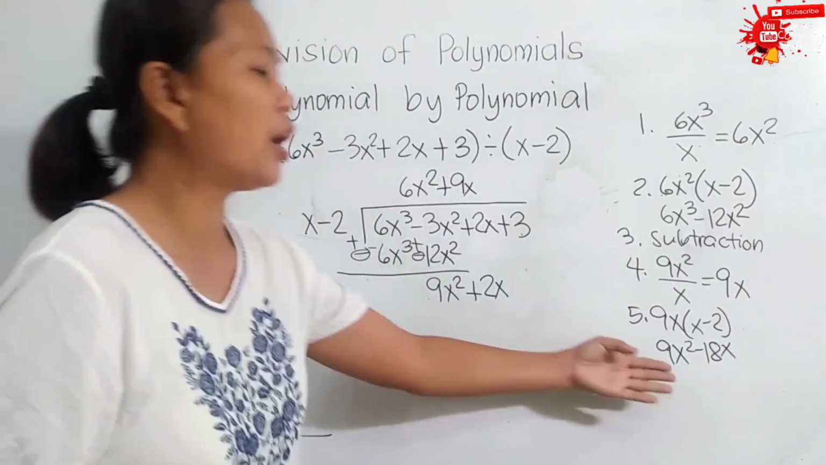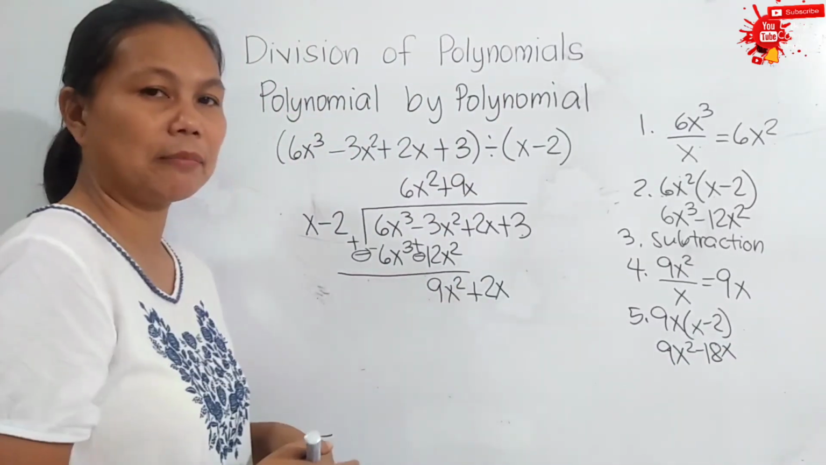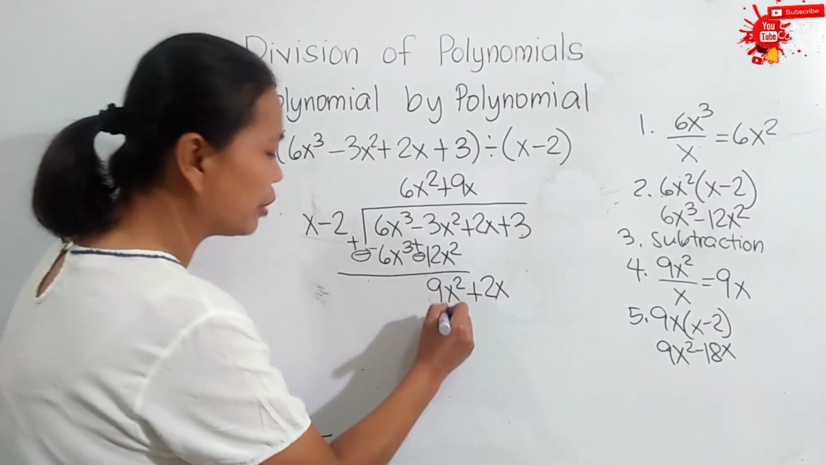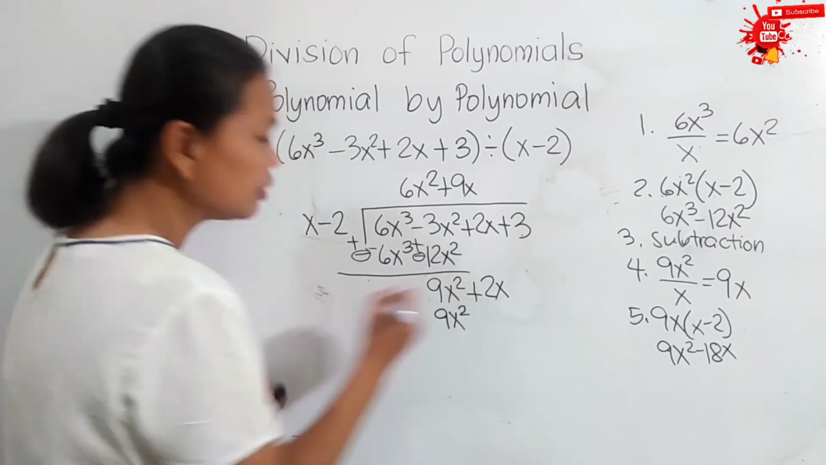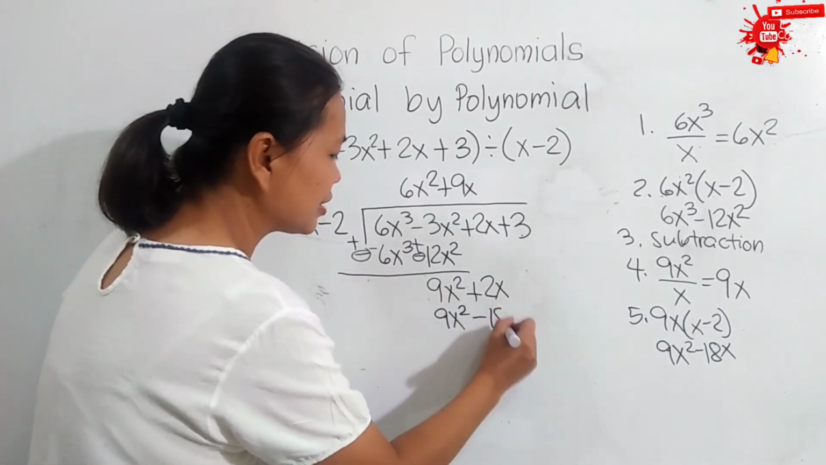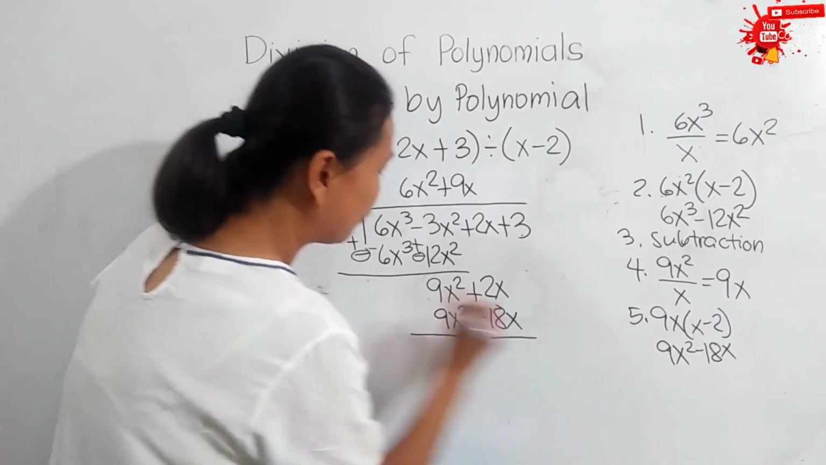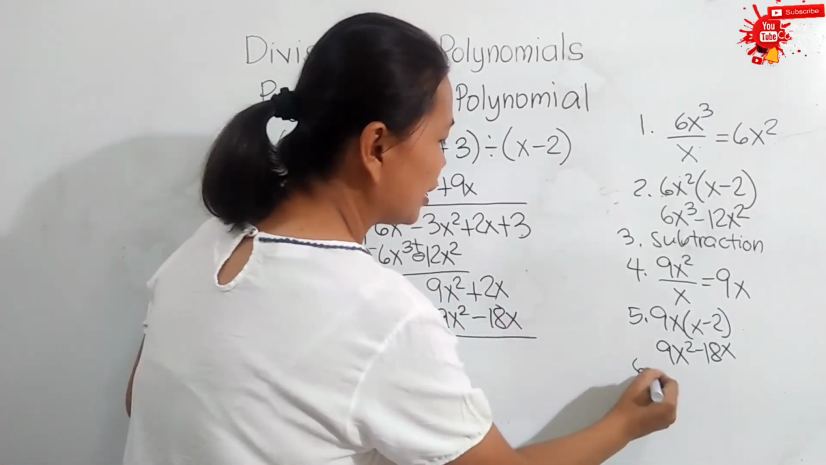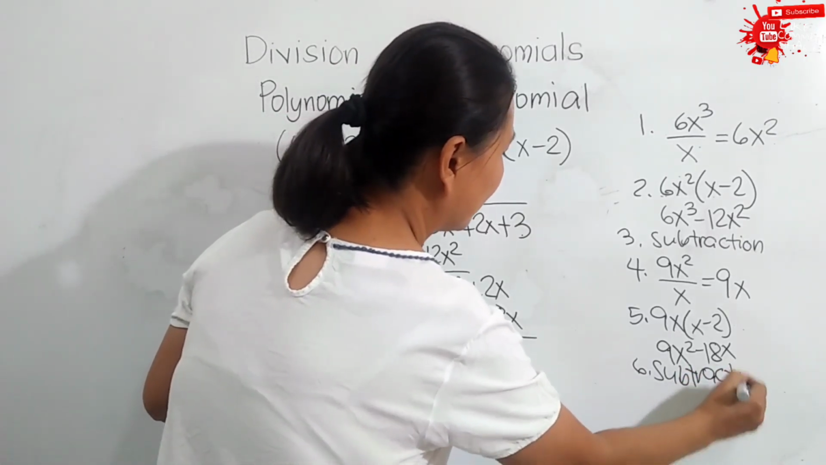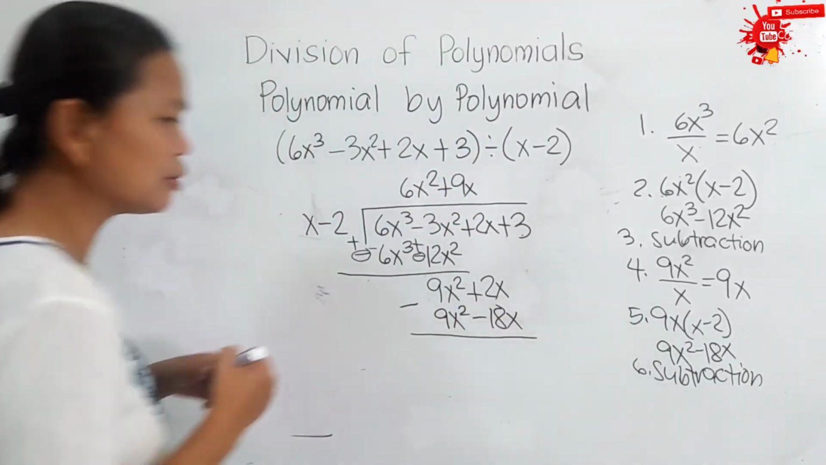And then for this product, we align it to its similar term, vertically. So 9x squared is similar with 9x squared. And negative 18x is similar with positive 2x. Okay, then we subtract it. So the next step is subtraction. Okay, then let us subtract.